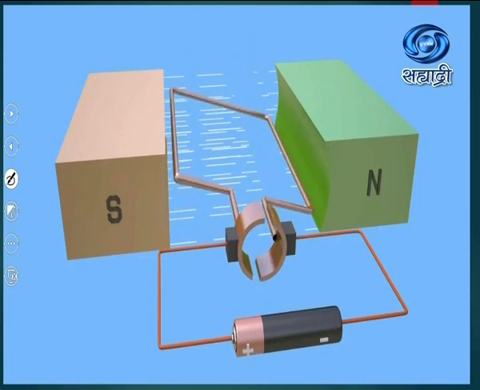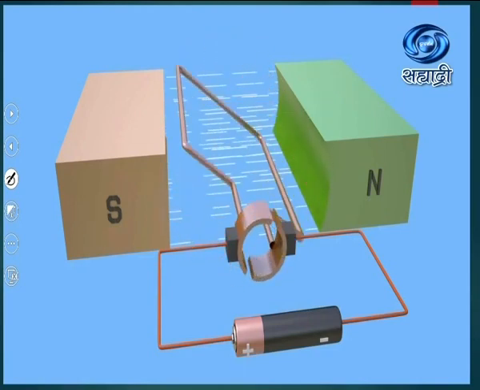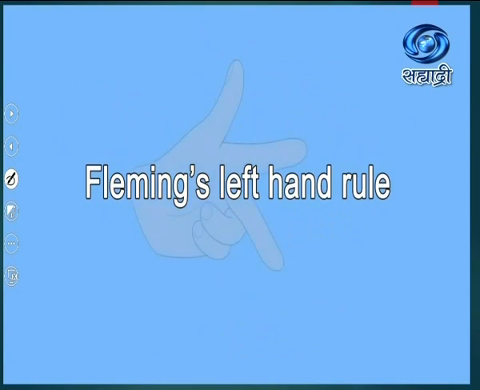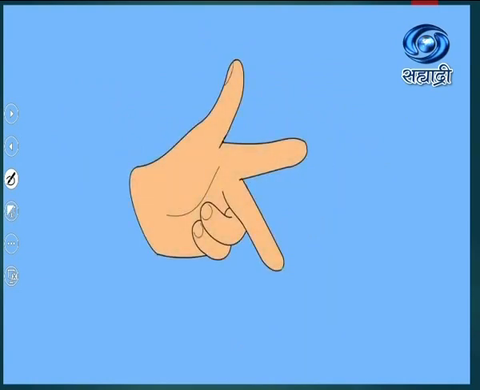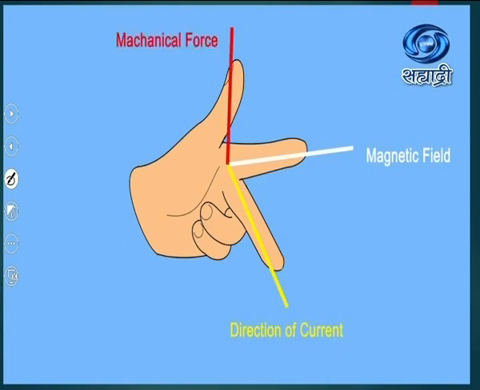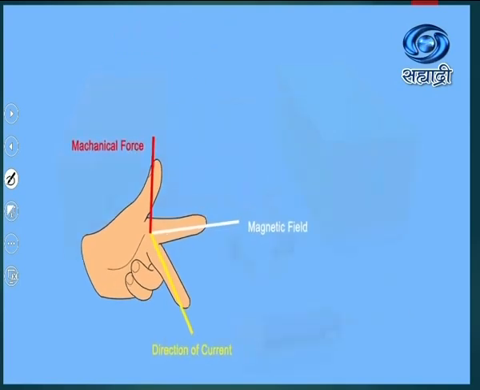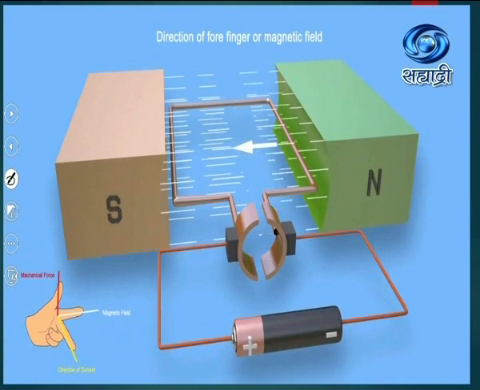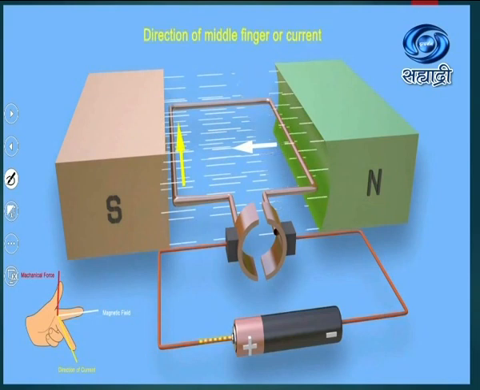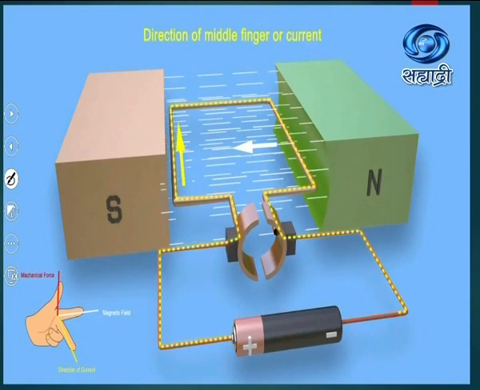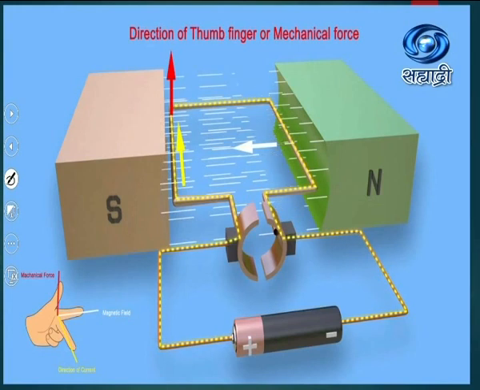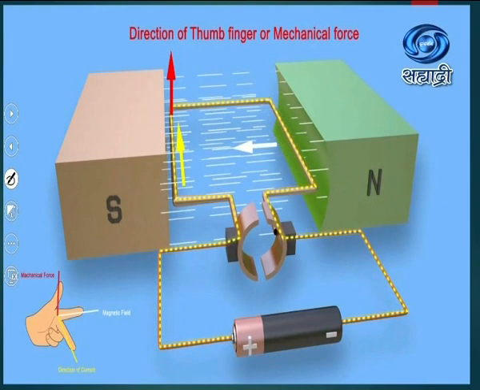The direction of mechanical force can be easily determined by applying Fleming's left-hand rule. To do this, spread out your left thumb, forefinger, and second finger so they are all at 90 degrees to one another. With that, if the forefinger is aligned along the direction of the magnetic field, from north pole to south pole, and the second finger is aligned along the direction of the current in the left side conductor, then the thumb indicates the direction of mechanical force.